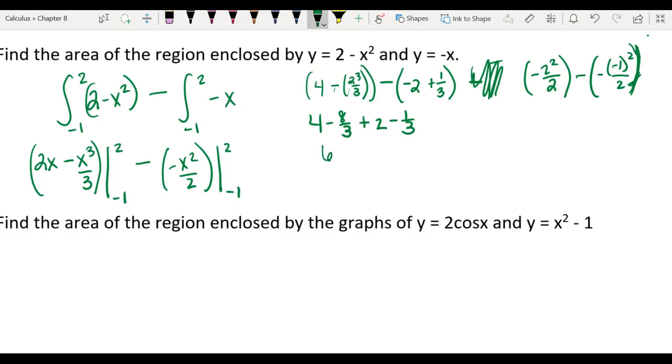So then you get 6 minus 9/3. That gets you 3 for this first part. Is everyone okay with that? Any questions on that? So now we have to do this one. So that's going to get us a -4 over 2.